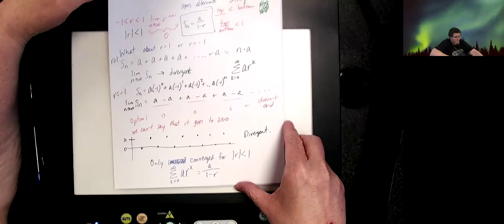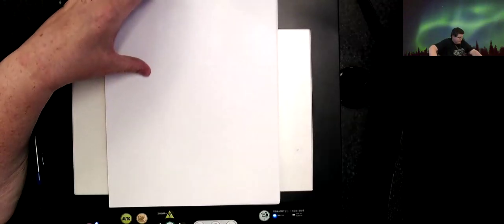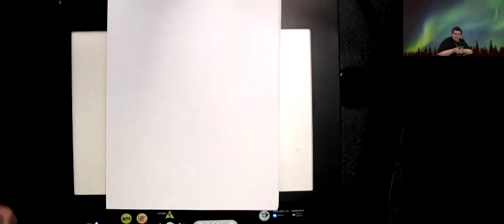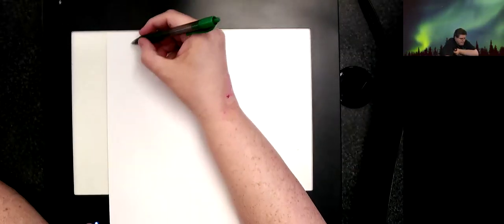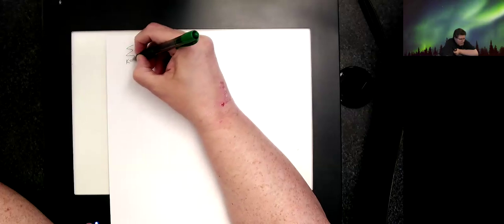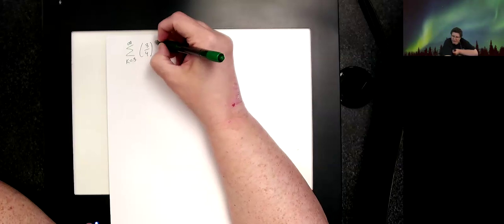Ready for an example? Someone pick a simple fraction. A little bit more than 1/2. Anything but 2 on the bottom. 3/4, let's do 3/4. So we'll do the sum from k equals 3 to infinity of (3/4)^k.